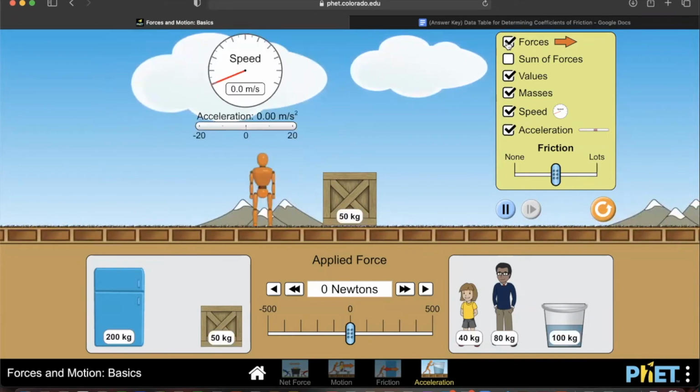So now we know that the maximum force of static friction is somewhere between 100 and 150. So now we just go one by one until we find the correct answer. This might take a few tries, so I'll just fast forward until I get to the right answer.